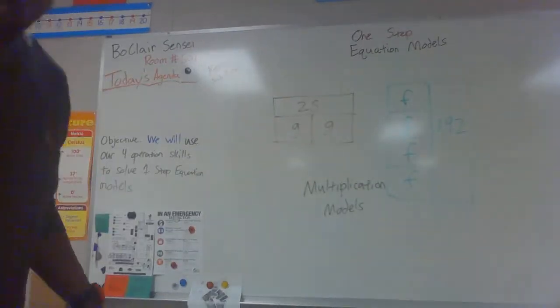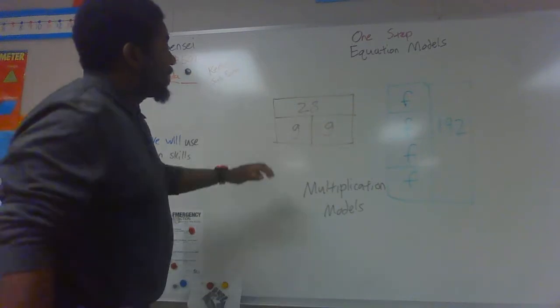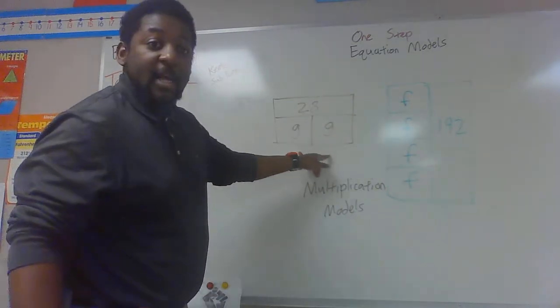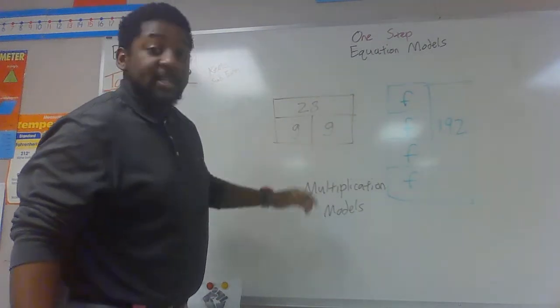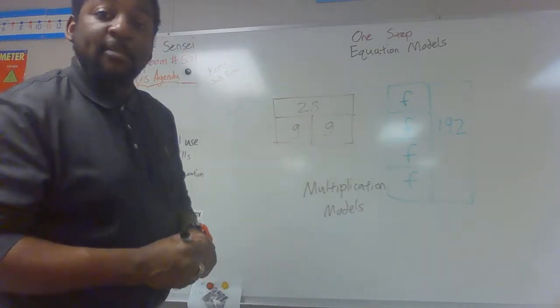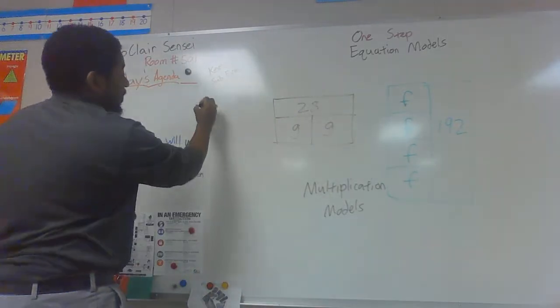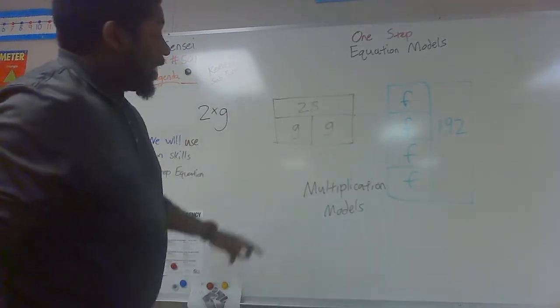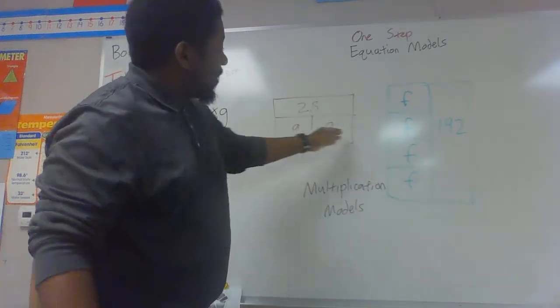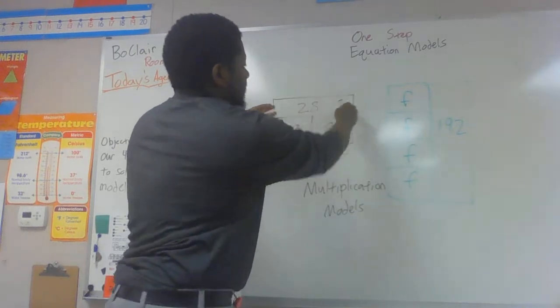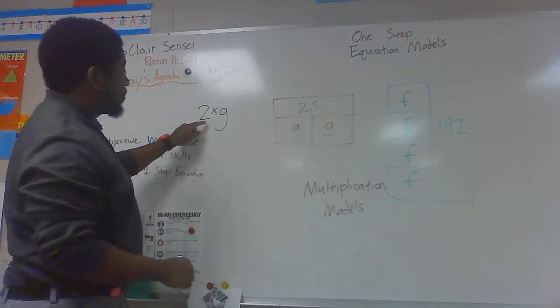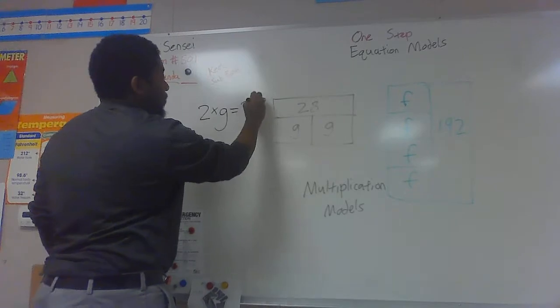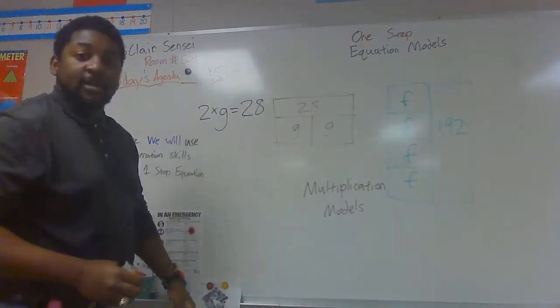A couple ways to write this. I start off with my variables. I have two g's together, which means this is going to be a multiplication model. I have 2 times g. If you look, these two g's are the same distance as this 28. So 2 times g equals 28.